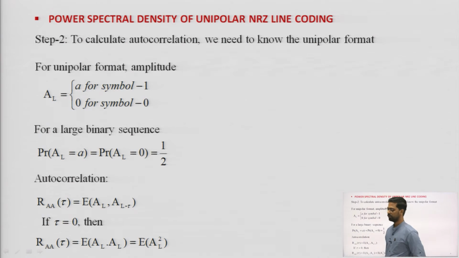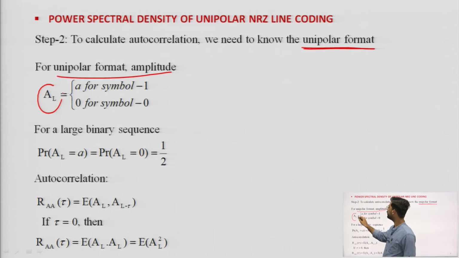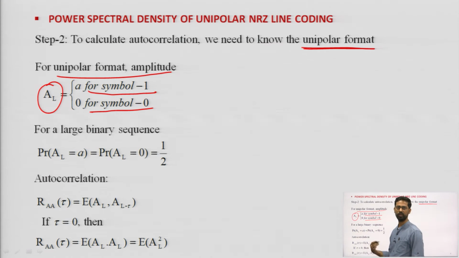Next, to calculate autocorrelation, we first calculated X of f. Now we will calculate the autocorrelation. To calculate autocorrelation, we need to know the unipolar format. For the unipolar format, I can write the amplitude level as A for symbol 1 and 0 for symbol 0. We already know that for NRZ form. Now for a large binary sequence, what is the probability of amplitude equal to A or amplitude equal to 0?